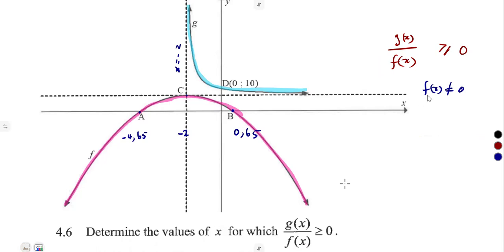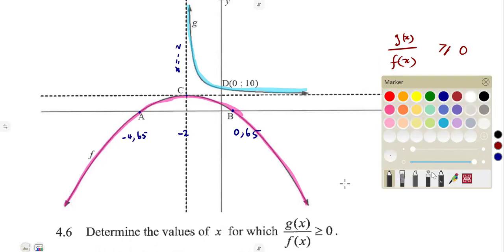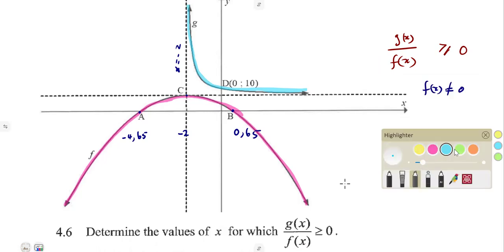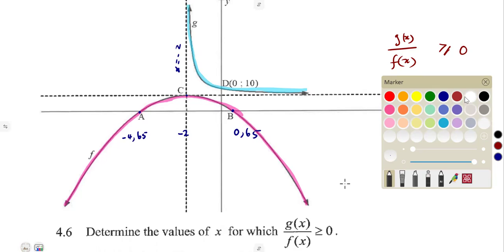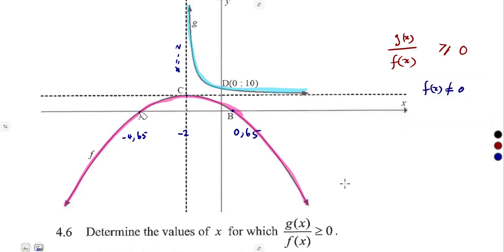If f of x cannot be equal to 0, remember we are dealing with the intercepts here, the x-intercepts for the quadratic function. We're going to take our x-intercepts, which is at A, that's our x-intercept.